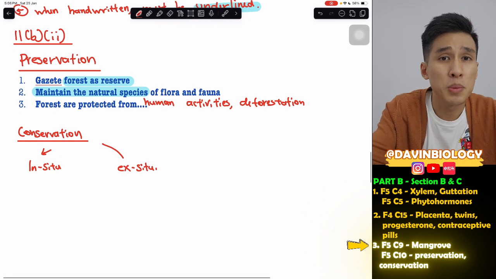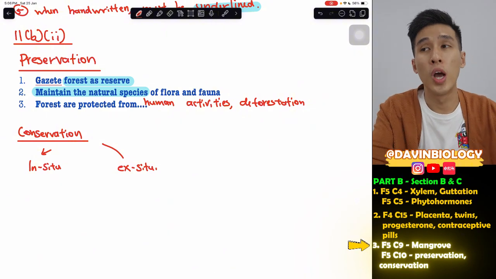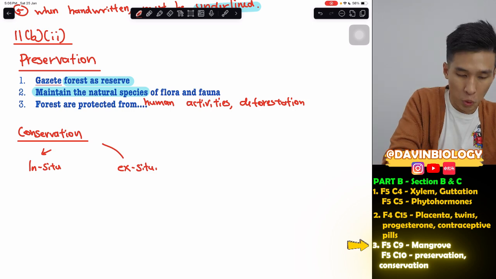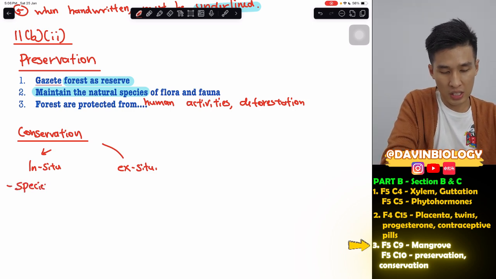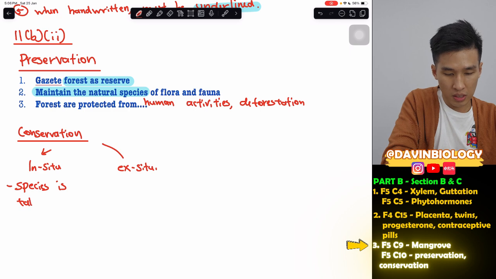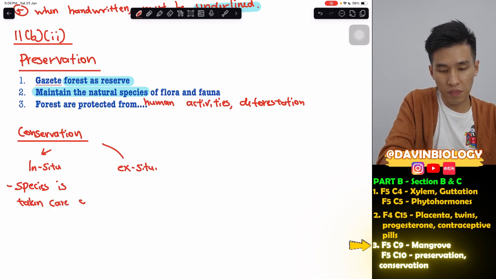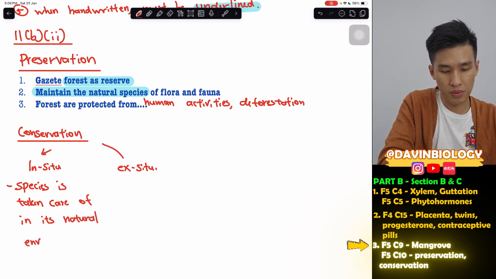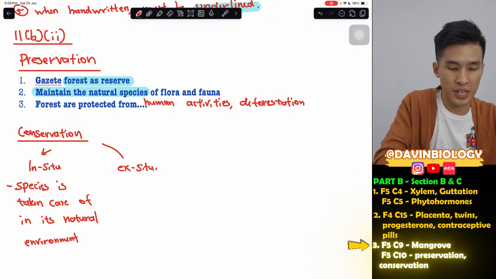Then you just have to explain the meaning of in situ. So in situ means you take care of the species in its natural environment. So you can say, species is taken care of in its natural environment, or natural habitat, actually.